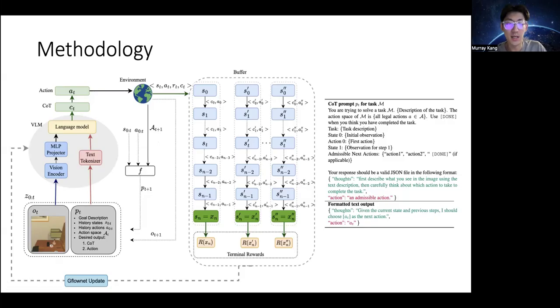After the whole trajectory is done, we store all the transitions into a replay buffer. Here we store more than one trajectory. For example, if we store three trajectories, we update the parameters of the model based on all three stored trajectories, rather than doing a transition update like PPO.